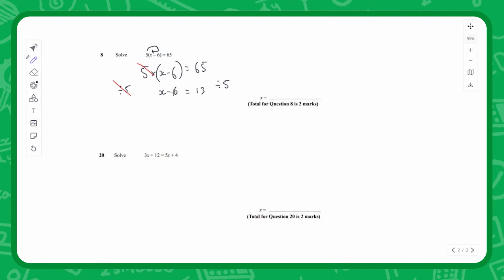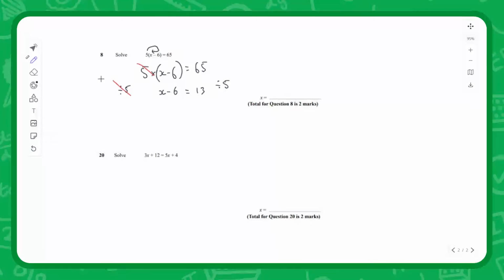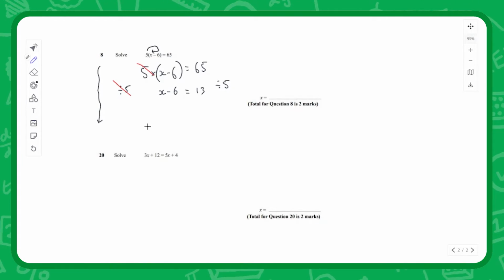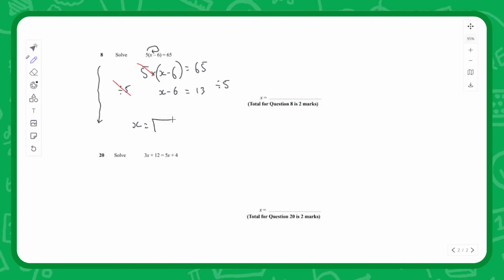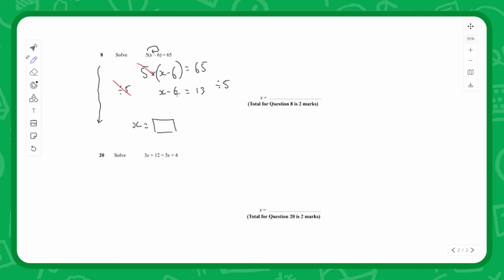And the final thing we need to do is get rid of this minus 6, right? At the end of the day, I want to do a load of maths, and then end up with x equals something, right? And that thing in that box is going to be my answer. So how do I get rid of that minus 6?